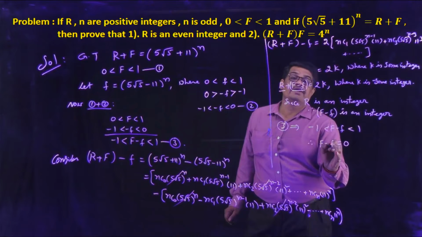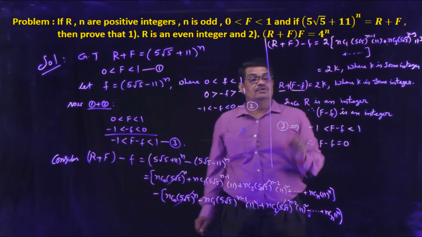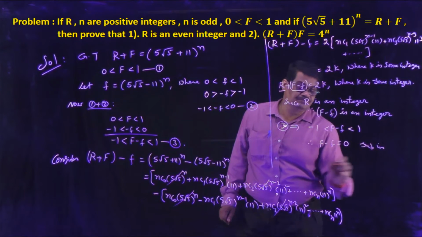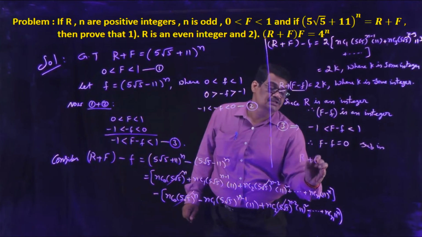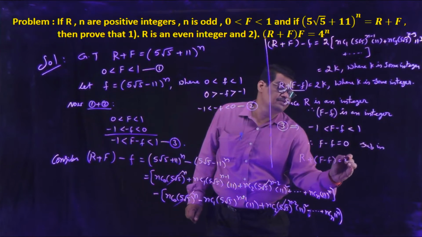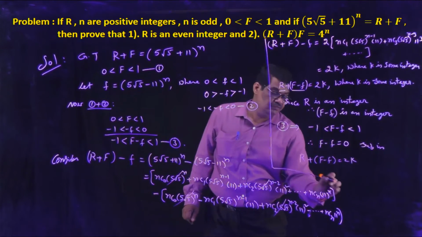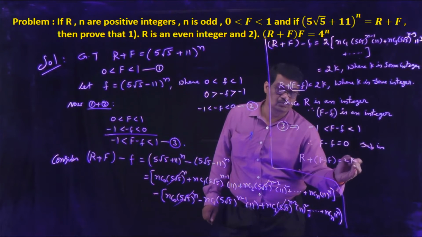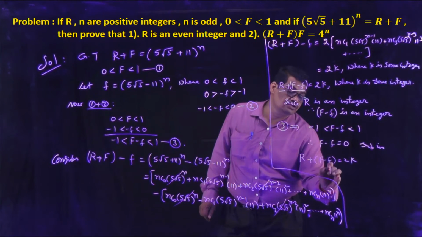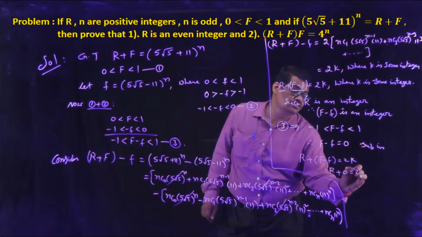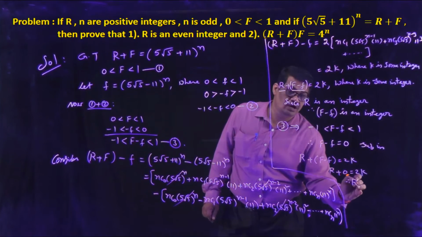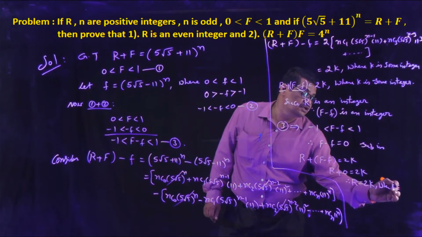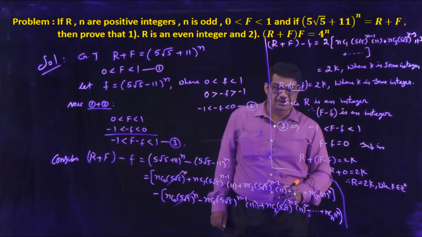Now this capital F minus small f is substituted in the equation capital R plus capital F minus small f is equal to 2k. So capital F minus small f is 0, that is R plus 0 is equal to 2k. Therefore R is equal to 2k, where k is some positive integer.